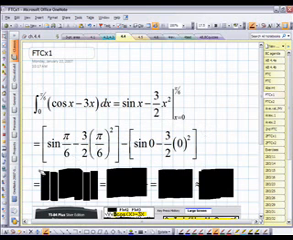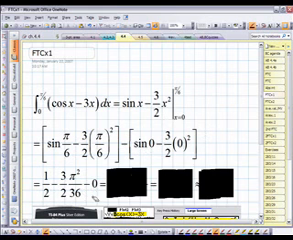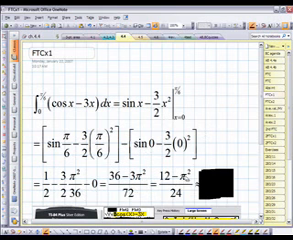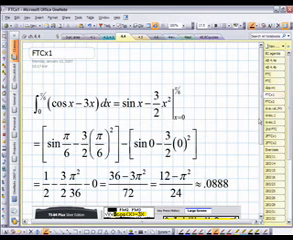And then a lot of evaluation. Sine pi over 6 is a half. Minus, fix all that up. And then sine 0 is 0. This is all 0, so these are all zeros, luckily. And we get a common denominator. We get over to here, which is approximately 0.0888. But this is an exact answer here, 12 minus pi squared over 24.